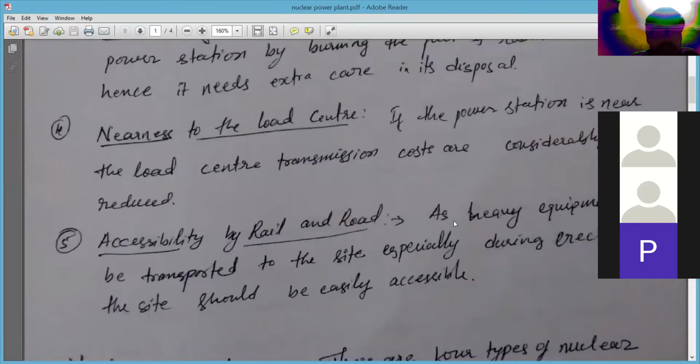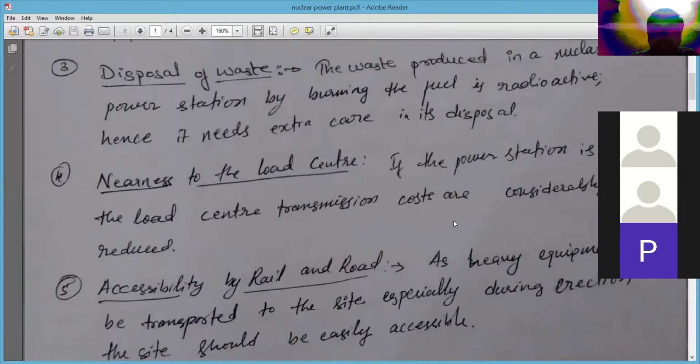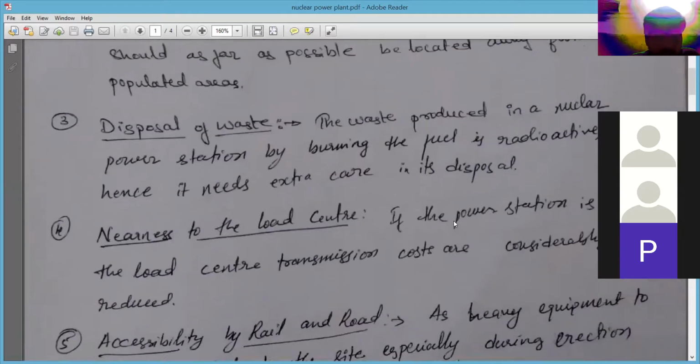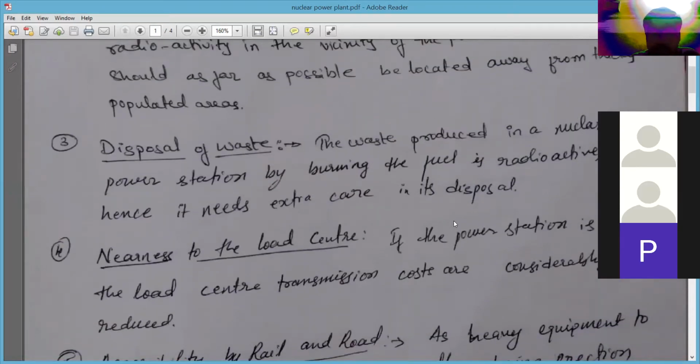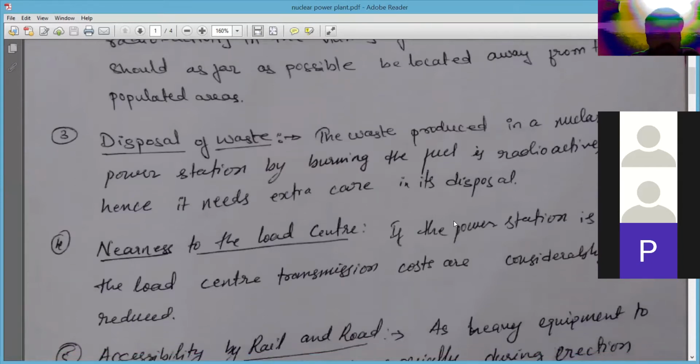But here the required things are disposal of waste, and that it should be away from the populated area. These are the two very important factors to be considered in a nuclear power plant.